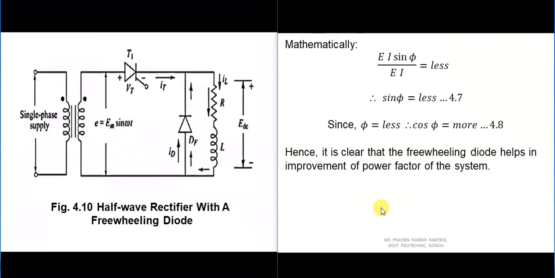Now let us see how the power factor is improved. So mathematically it is given by E into I sine phi divided by EI. It is less, since sine of phi is less, therefore the power factor is improved.